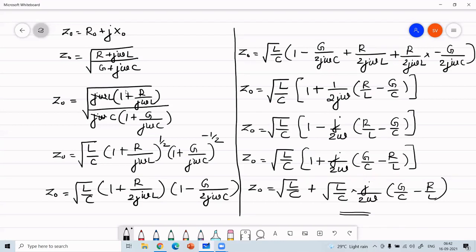Now let us compare this equation with the equation R0 plus jX0. So this is the expression for R0, and this is the expression for X0. That is, R0 can be written as root of L by C and X0 as root of L by C into 1 by 2 omega into (G by C minus R by L).